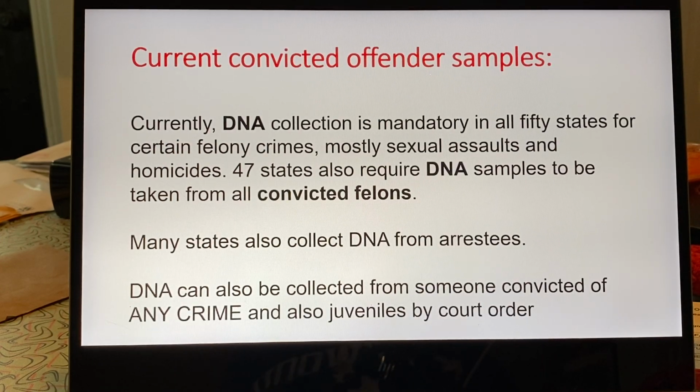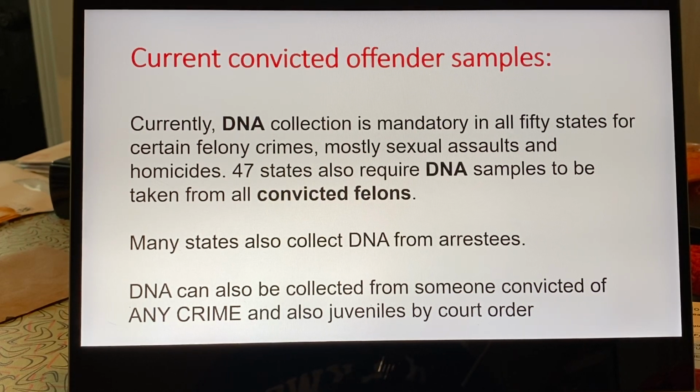So now things have improved. Currently, collection of DNA samples is mandatory in all 50 states for really most felony crimes, including sexual assaults and homicides, which is great. 47 states also require DNA samples to be taken from all convicted felons. Many states also collect DNA from people who have been arrested.